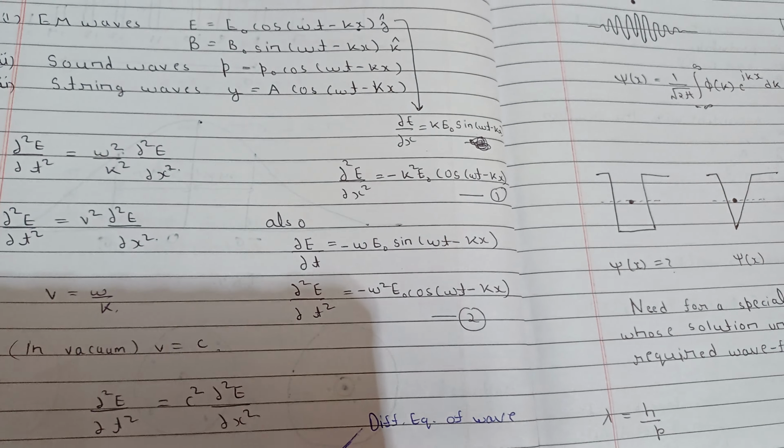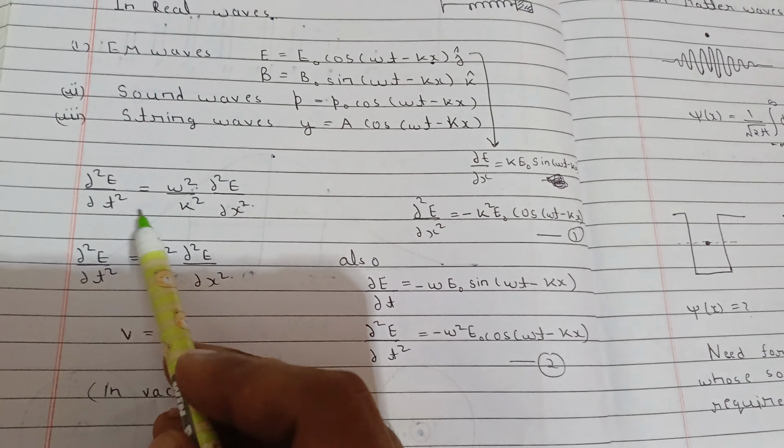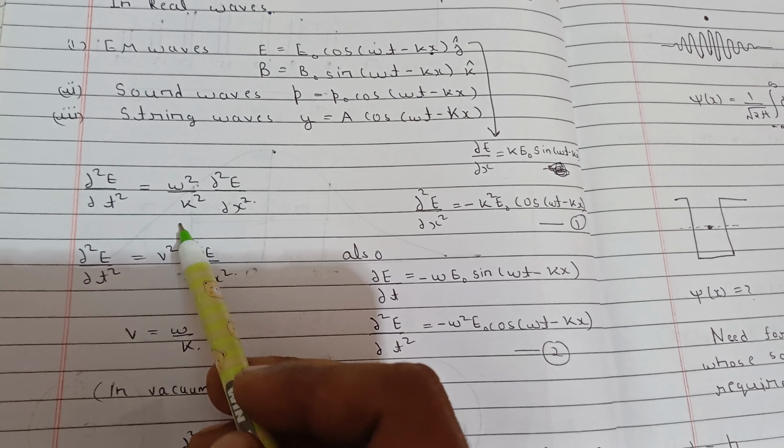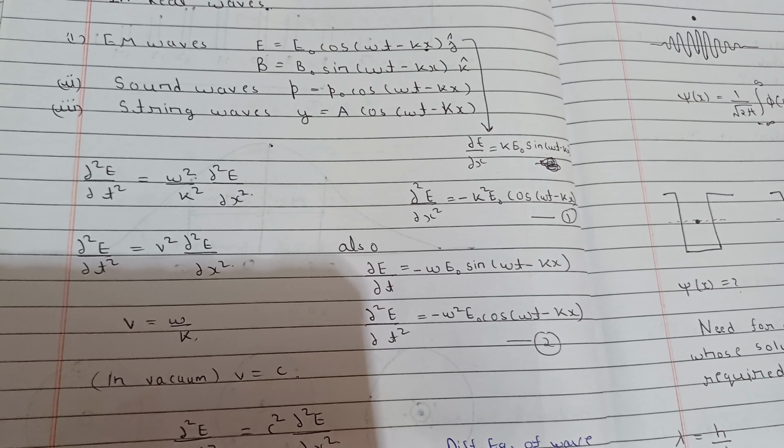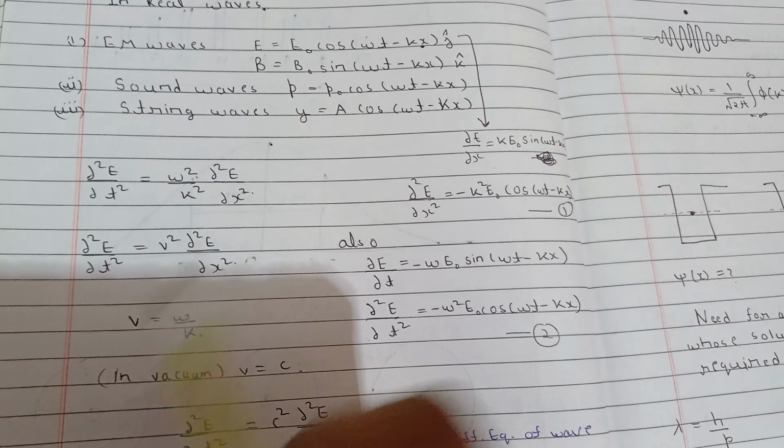After comparing these two equations and substituting the value, we will get this equation: del square E by del t square equal to omega square by k square, del square E by del x square. Now what is omega by k? Omega divided by k is nothing but the velocity of the wave.